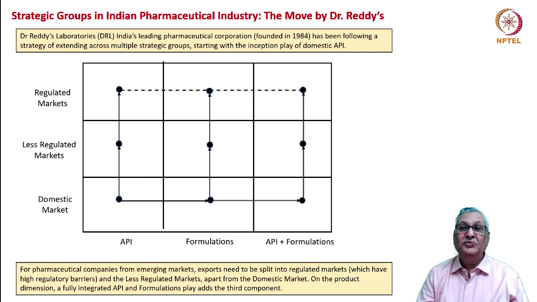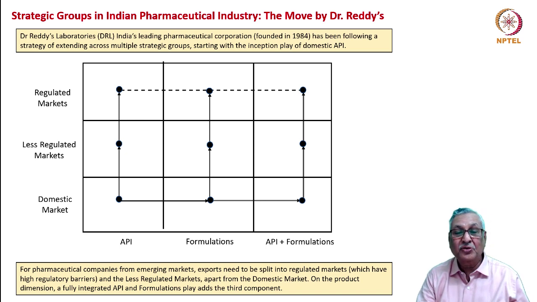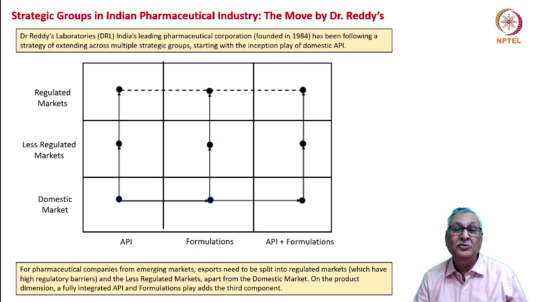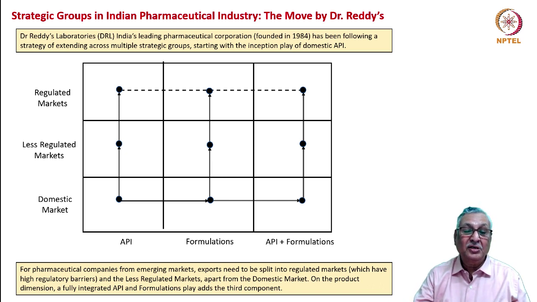In the case of Dr. Reddy's, which was founded in 1984, the strategy has been one of extending across multiple strategic groups within the overall pharmaceutical industry, starting with the inception play of domestic API. So we had the start point of API in the domestic market. Then the company moved into formulations on one hand and less regulated markets on the other. So it was both a horizontal and vertical change into different strategic groups. Then it moved into integrated API and formulations for the domestic market, and moved to integrated API and formulations in the less regulated markets as well. Then came the move into regulated markets.